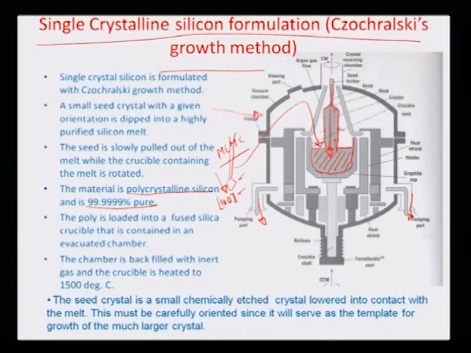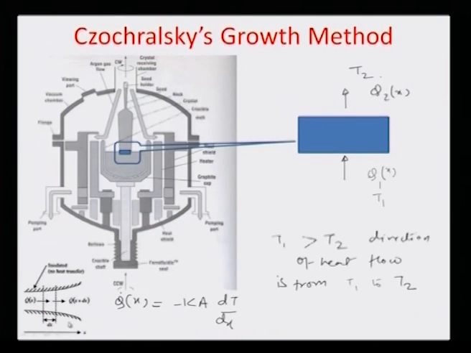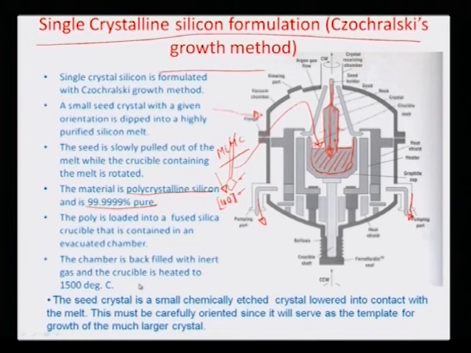So some other nitty-gritty of this process is that the chamber is backfilled with inert gas, and the crucible is heated up to 1500 degrees Celsius. Okay. And the seed crystal is a really small chemically etched crystal, lowered into contact with the melt, so that the melt can grow in that direction. It has to be carefully oriented because this serves as a template for growth of the much larger crystals later on. Okay. So that's how the Czochralski's growth process is actually executed.